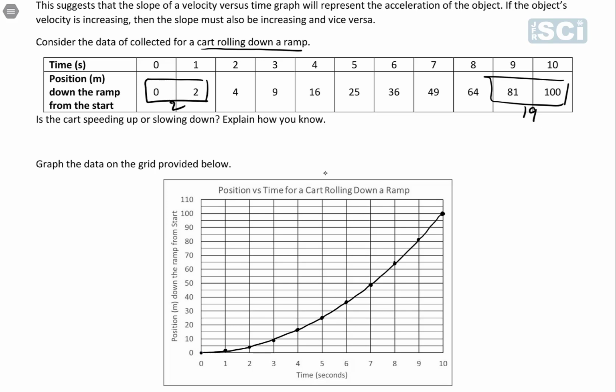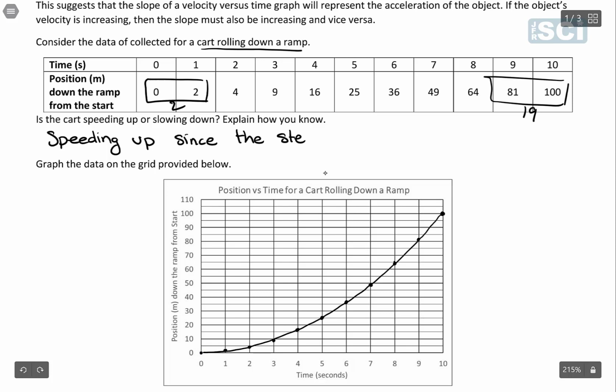So I'm going to say the cart is speeding up since the steps between position points is getting bigger.